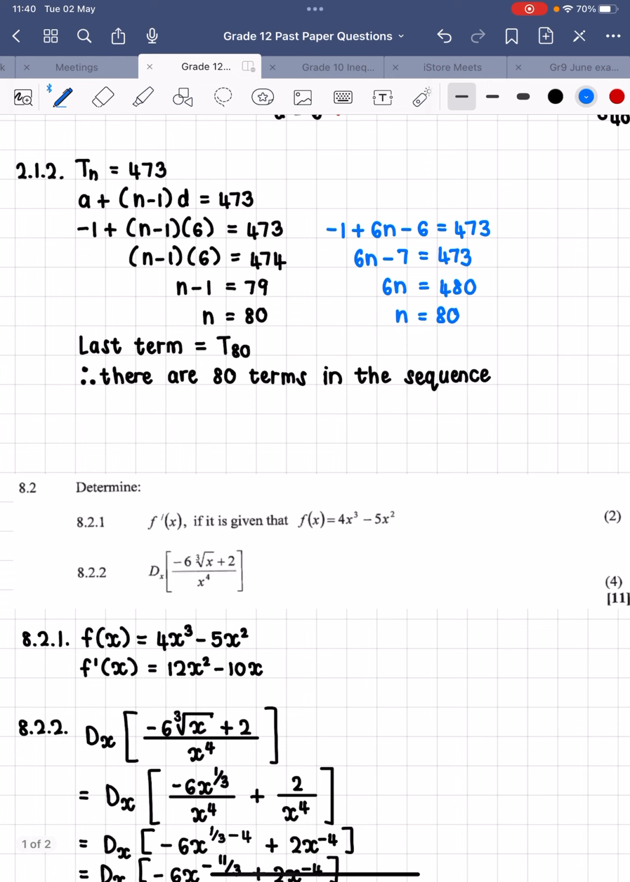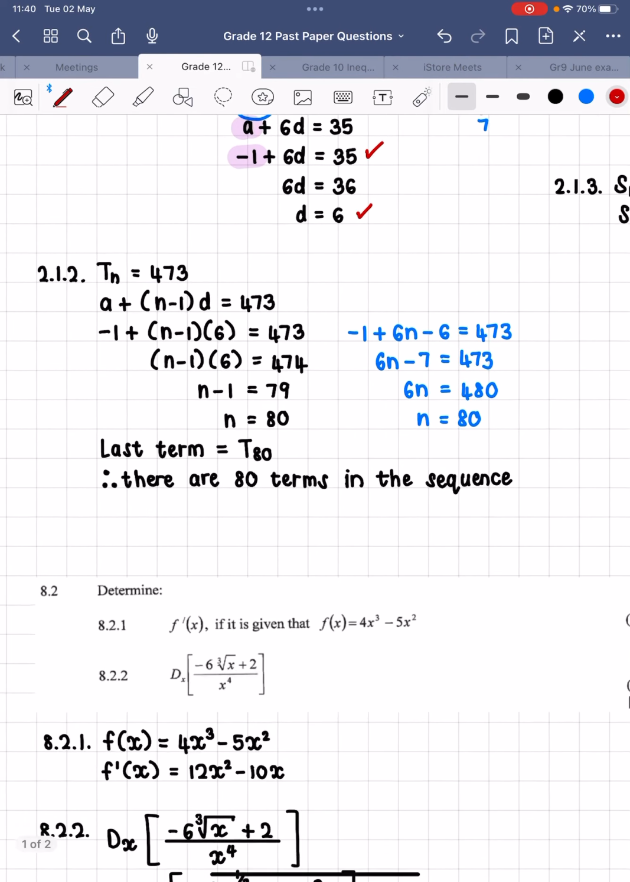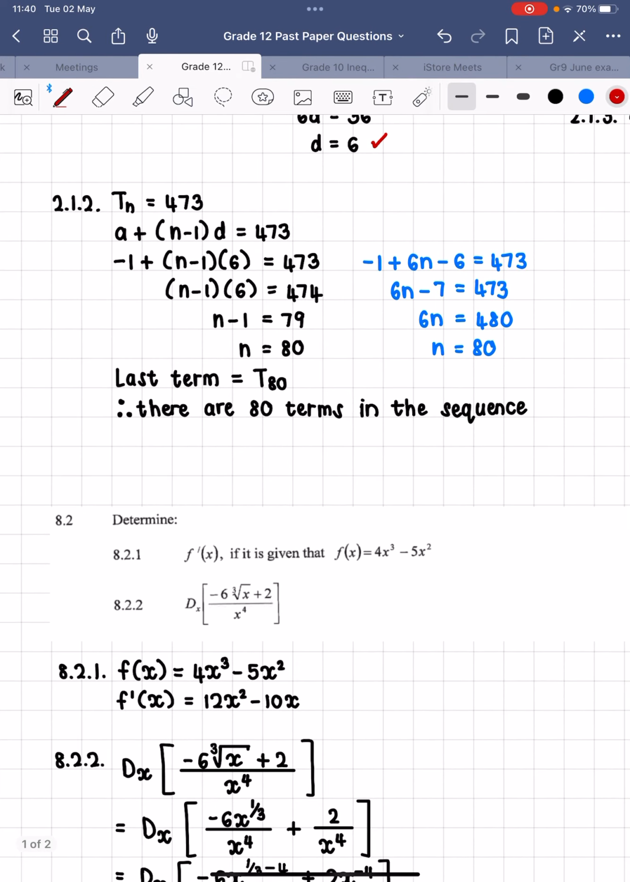Alright, so you don't need to write that second last line here. Just thought maybe it would help with the understanding. So the last term was term 80, so there are then 80 terms in the sequence. This was out of 3. So I think it would probably be 1 mark for subbing all of these things in there, 1 mark for making it equal to 473, and then a mark for your final answer.